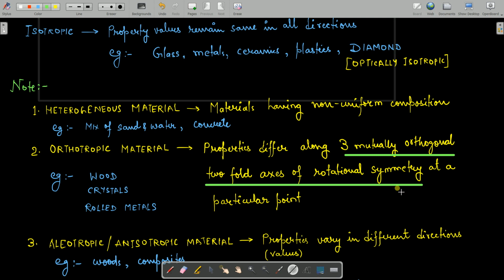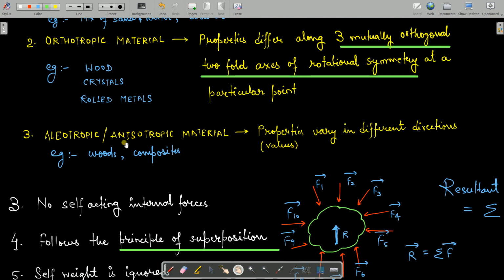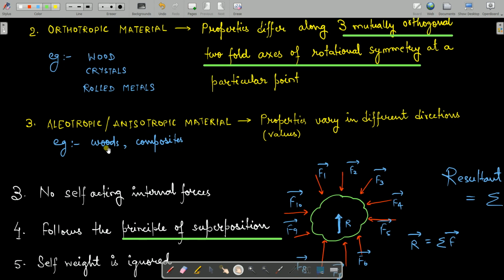Please remember this. The examples for orthotropic materials are wood, crystals, then rolled metals. Then we have anisotropic materials. Very simple. Here the property values vary in different directions. In different directions you will have different property values. Examples: woods, composites.